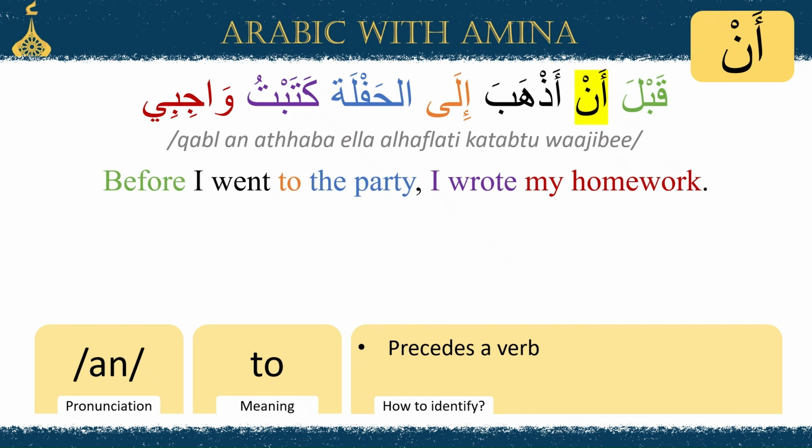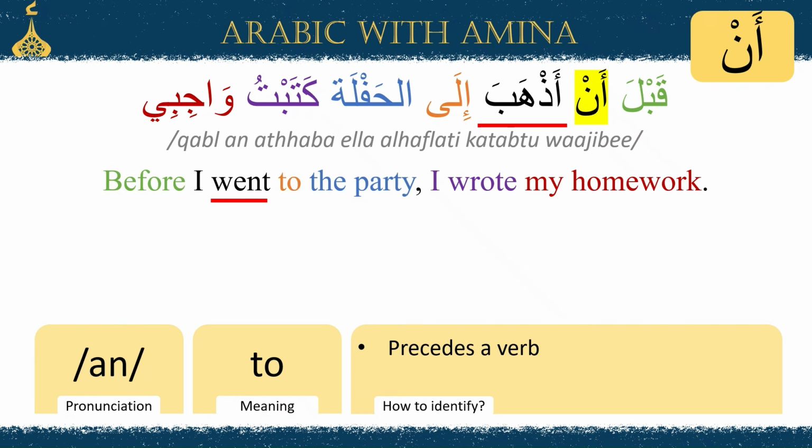Our second method of identifying this type of particle can be demonstrated in the sentence. قبل أن أذهب إلى الحفلة كتبت واجبي. Before I went to the party, I wrote my homework. Now, notice the word after it is a verb. In Arabic, it is in the present tense, despite the English translation being the past tense. Because if you're going to include a verb after an, it is most likely going to be in the present tense, even if the meaning differs and refers to a past event.